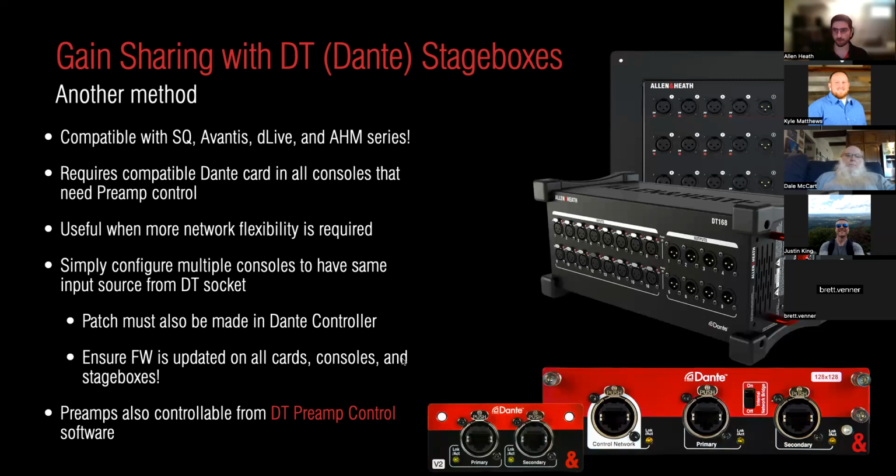Make sure that you have compatible cards if you want to run a system like this. And also make sure that all your firmware is updated, because these stage boxes have firmware, these cards have firmware, and the console has firmware. Make sure everything is up to date on the latest version in order to get proper preamp control and have everything working properly. The firmware is updated on these through the DT preamp control software. That's also cool, that you can control the preamps on these using computer software. So you don't even need an Allen & Heath mixer with a card installed. If you just want to use this as your audio interface in a studio, you could set this up with DT preamp control, and you can adjust the preamp levels and patching and update the firmware and so on.